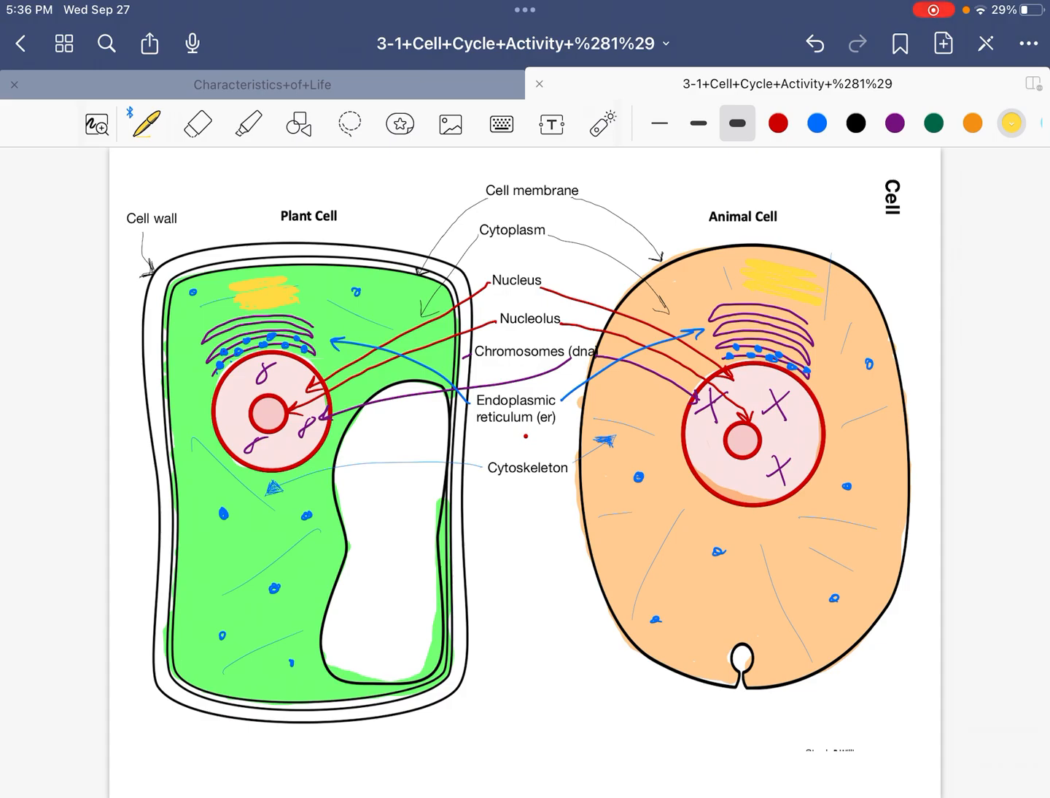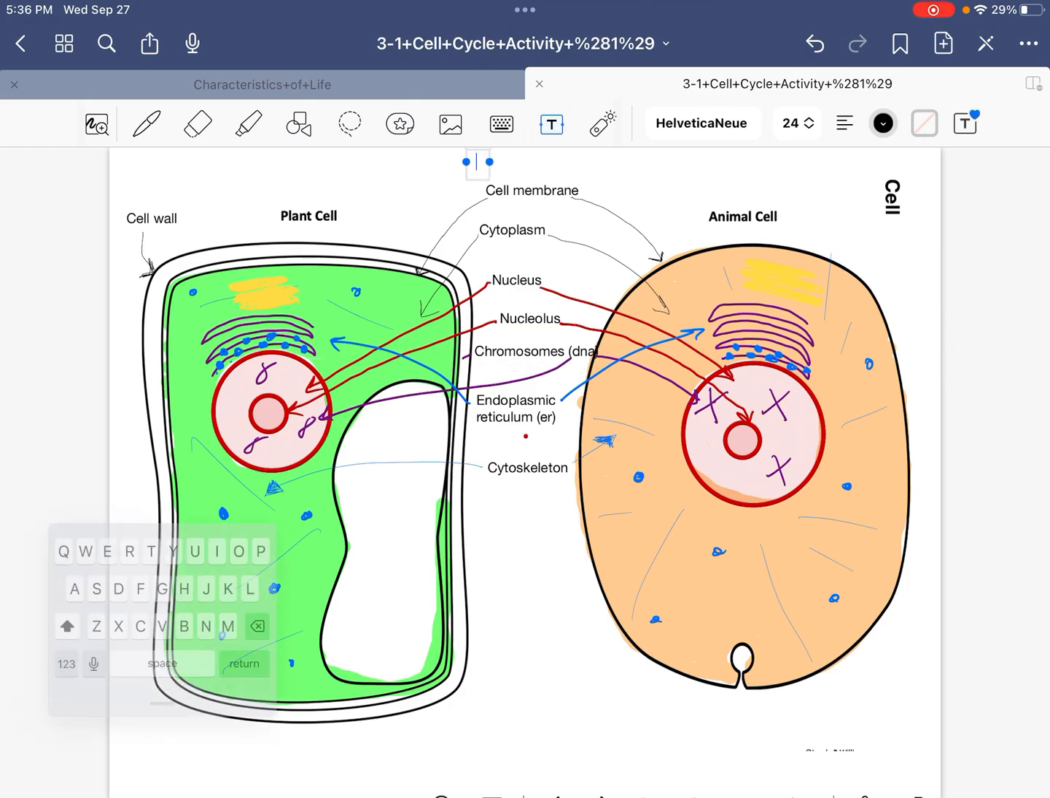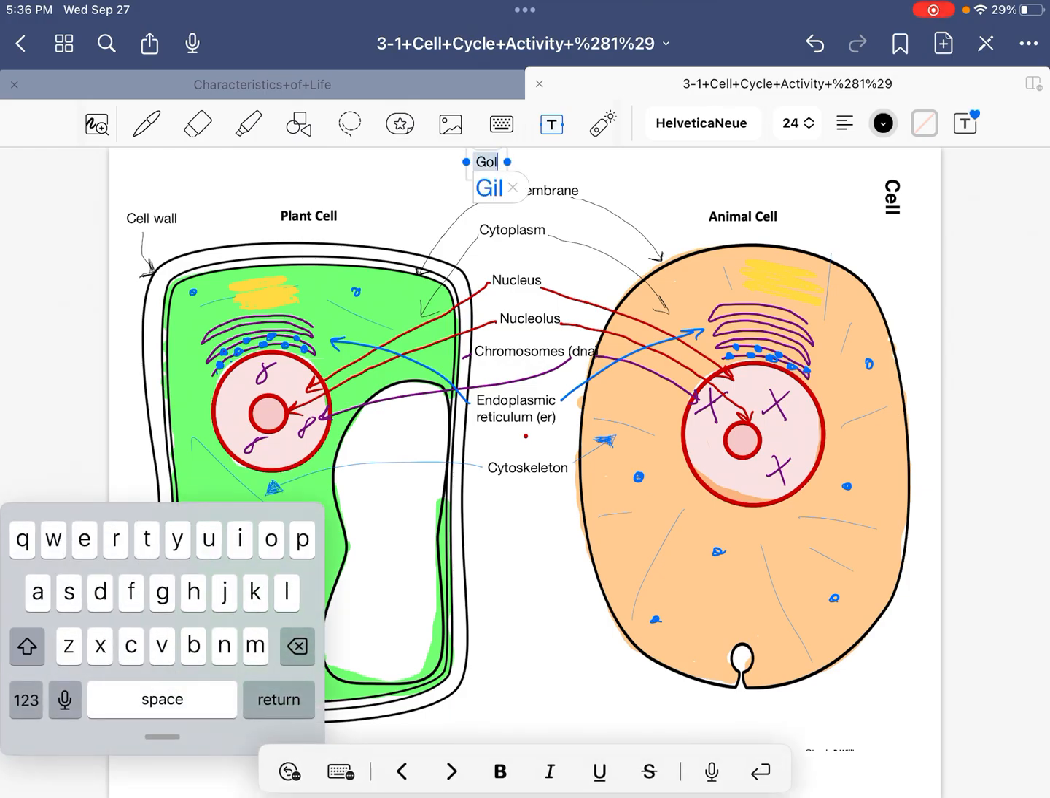All right, so I need to write down the word Golgi body. And since those are both at the top of my cell, I'm going to put it up here. Golgi body.